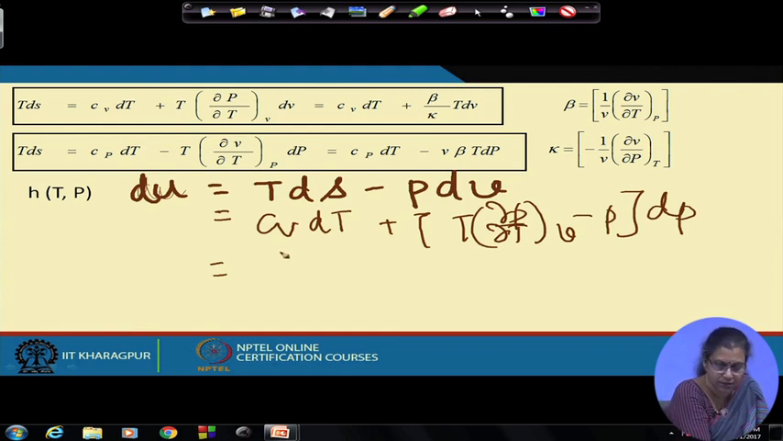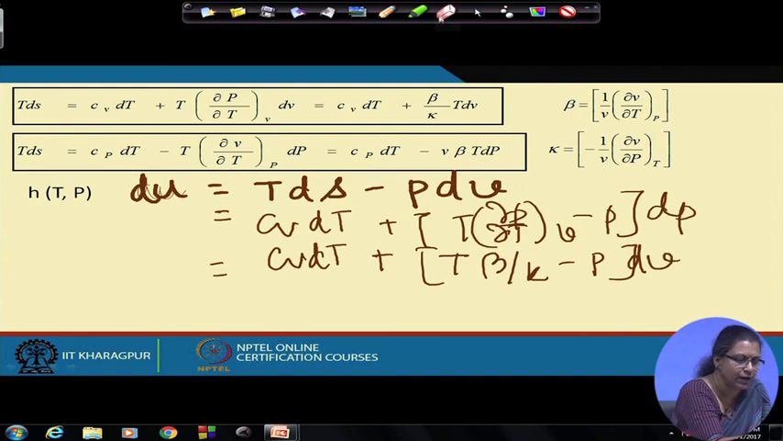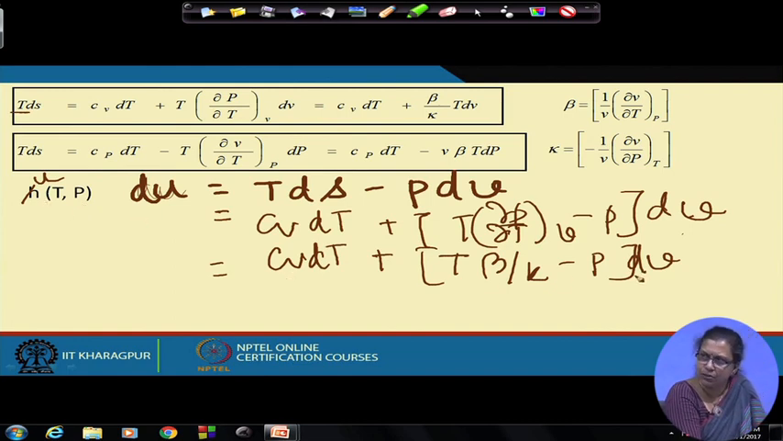I can also write it as Cv dT plus T beta by kappa minus P, sorry, this is dV. I have made a mistake. This is going to be dV. So, by using the first TdS equation, I could actually express u as a function of T and V in this particular equation. Okay, now from here let us see some very interesting results that we get.